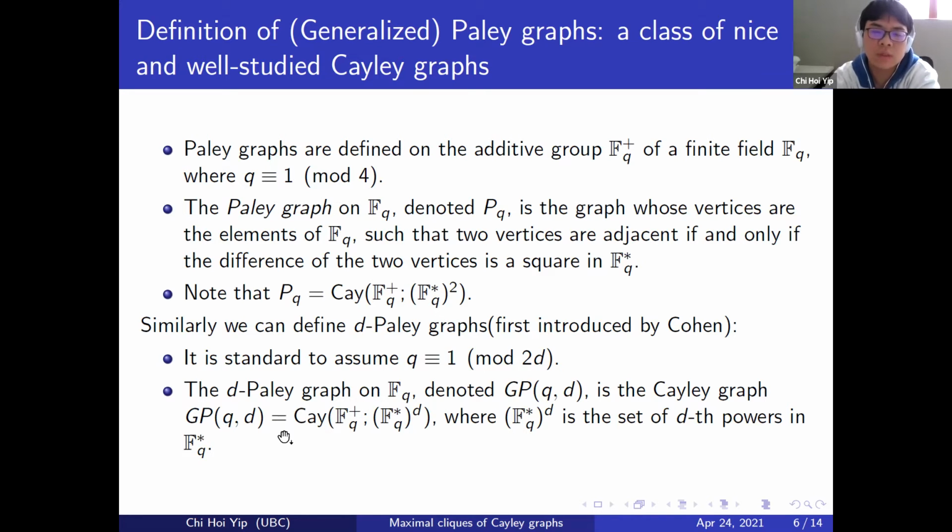So it's a special Cayley graph. It's a Cayley graph defined on F_Q, with the connection set being the D-th powers of F_Q star. This is called the D-Cayley graph. And we will try to apply our main result to study the maximal cliques of generalized Cayley graphs.